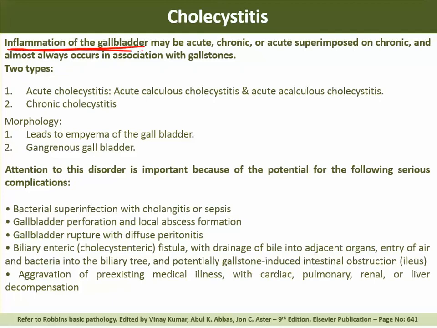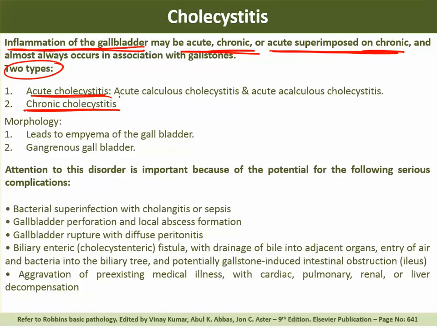Cholecystitis means what? Inflammation of the gallbladder. It may be acute or chronic, or acute superimposed on the chronic. There is a chronic inflammation, but all of a sudden it will become acute. That is called acute superimposed on chronic. So the two types of cholecystitis very commonly seen are acute cholecystitis and chronic cholecystitis.